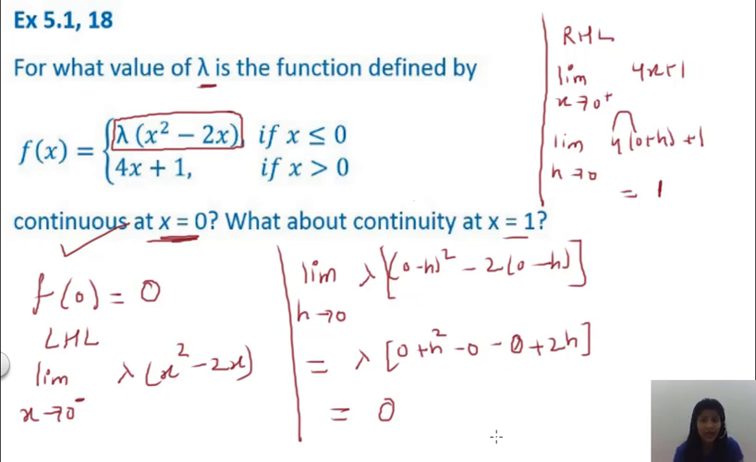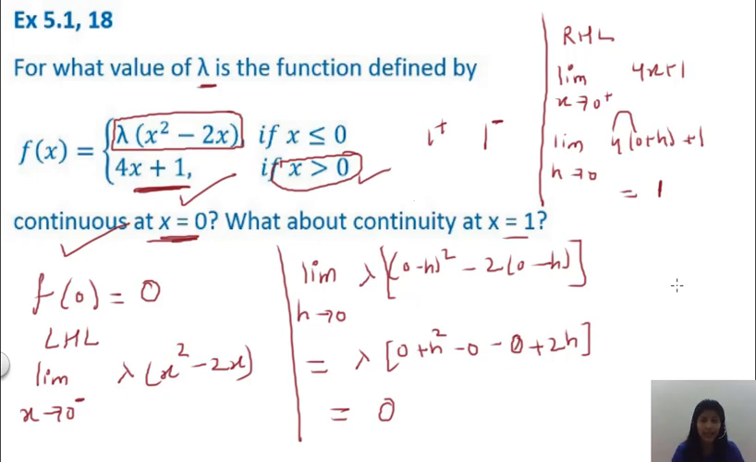Now comes the second part, where we have to check the continuity at x equals 1. Now you observe carefully, x equals 1. That means it will come in x greater than 0. So for 1, we are going to take this function. Whether we take 1 plus or 1 minus, we are going to take the same case, because for greater than 0, this is the only case, that is 4x plus 1. And you see this is a polynomial function and it will not be undefined at any value, right? Hence this will be a continuous function at x equals 1.